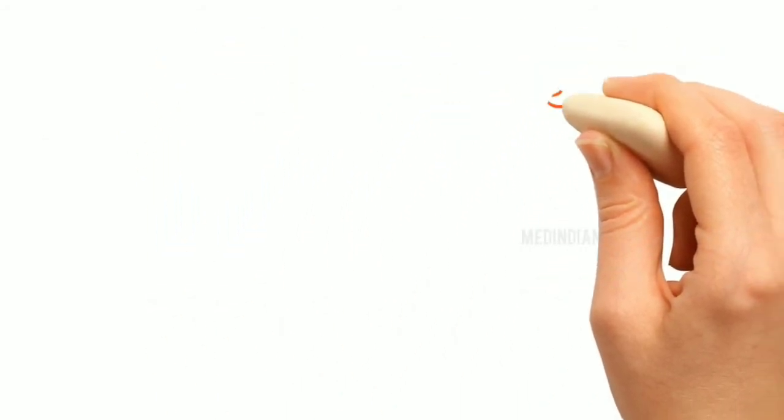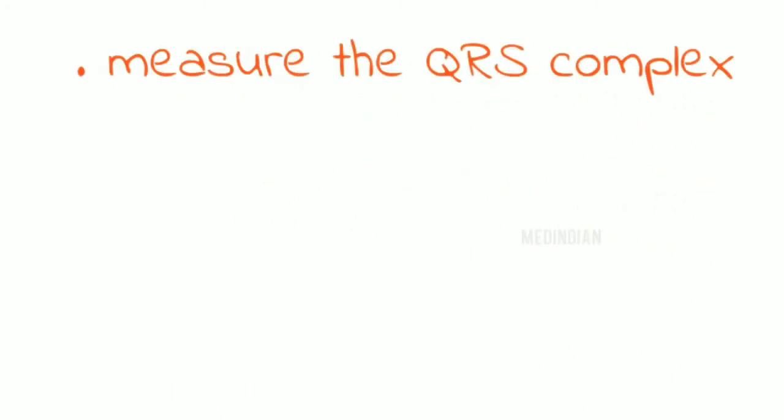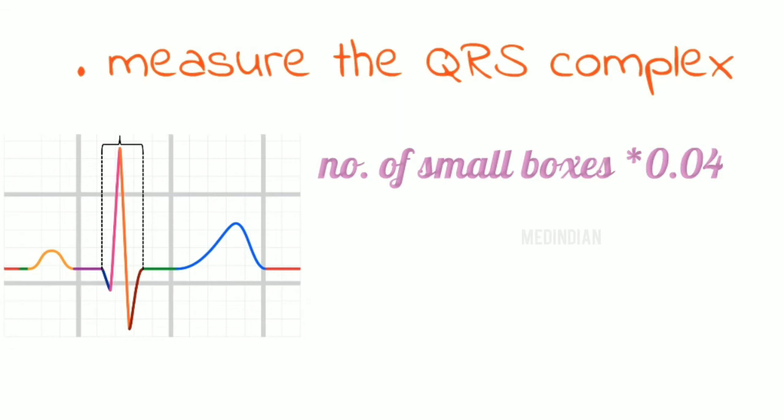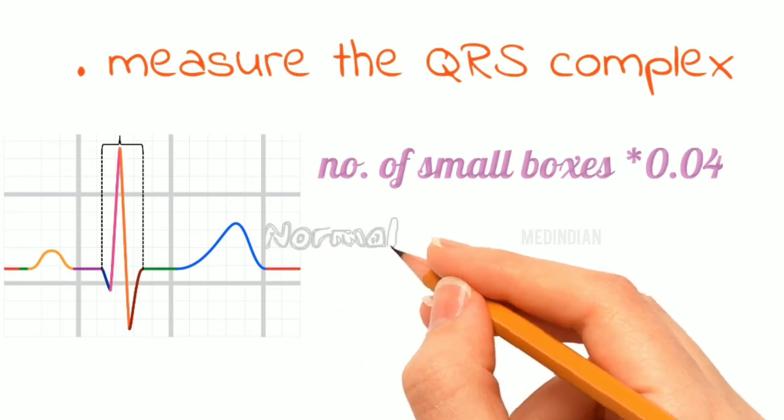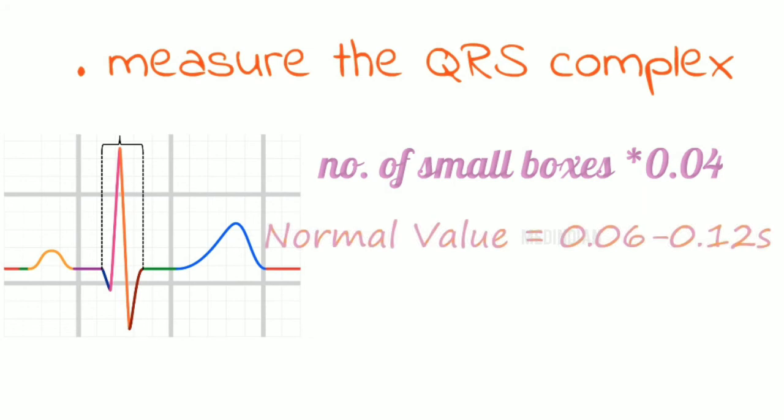The next step would be to measure the QRS complex. Just like before, we have to count the number of small boxes across the QRS complex and multiply the number by 0.04. The normal value is 0.06 to 0.12 seconds.